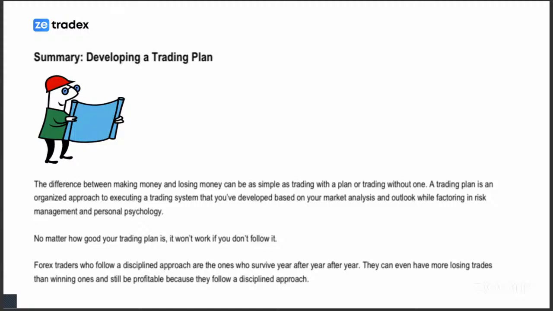Now, developing a trading plan. The difference between making money and losing money can be as simple as trading with a plan or trading without one. A trading plan is an organized approach to executing a trading system that you have developed based on your market analysis and outlook, while factoring in risk management and personal psychology. No matter how good your trading plan is, it won't work if you don't follow it. Forex traders who follow a disciplined approach are the ones who survive year after year. They can even have more losing trades than winning ones and still be profitable because they follow a disciplined approach.